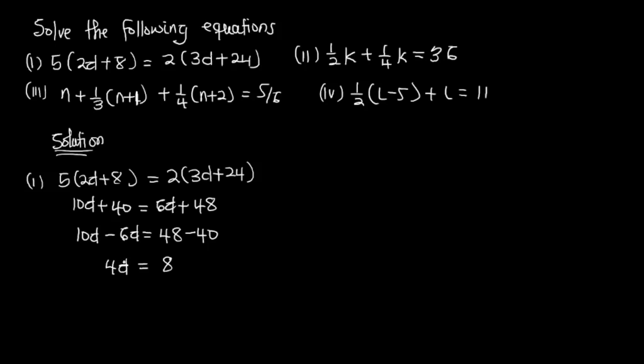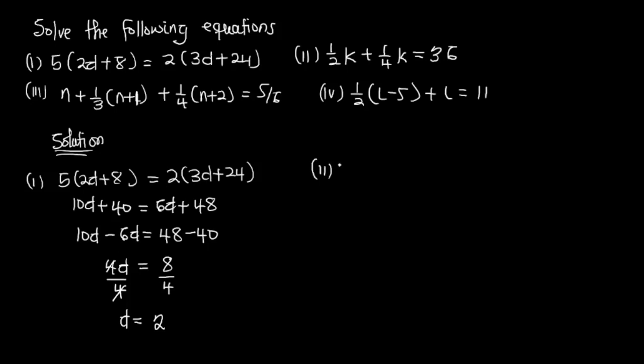Now because I want the value for the variable d, I divide both sides by 4, which is the coefficient of the d term here, to cancel this guy out. So my final answer for d is 8 over 4, and that will give me the number 2. So the value of d in the first example is 2. Now you can cross check to verify if the left hand side is equal to the right hand side. You still get the same answer for them.